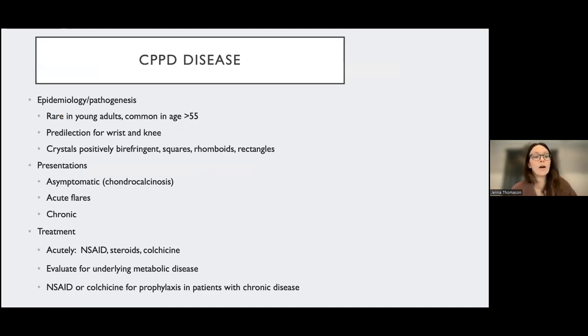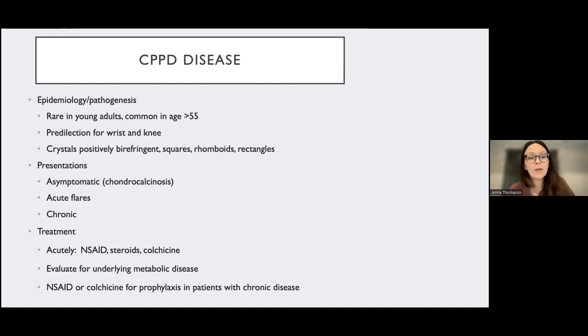All right, so one quick word about CPPD disease. Again, this is a condition that happens in older individuals. It can happen in younger individuals, but usually these patients are going to be older than 55 years of age. It loves the knee and it loves the wrist. And when you aspirate this fluid, you're going to see positively birefringent, rhomboid shaped crystals.